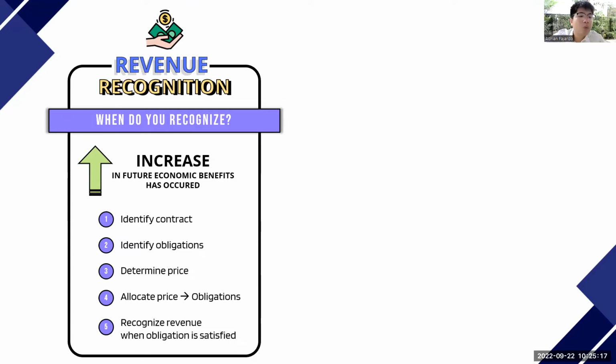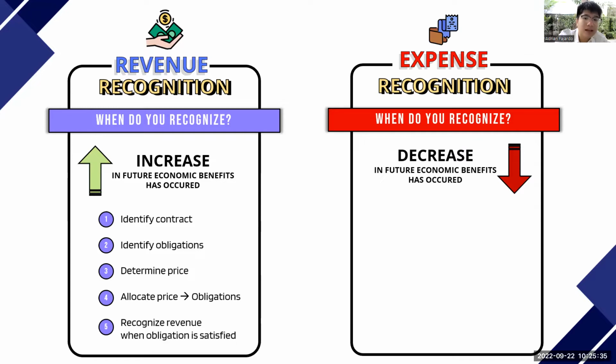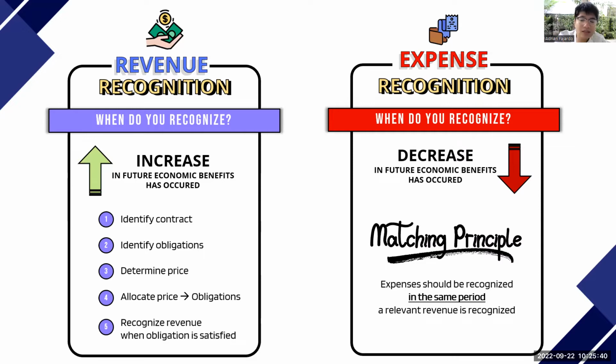Now, on the other hand, when do you recognize expenses, right? Baliktad. You recognize expenses when there is an outflow, or when there is a decrease in future economic benefits. Under expense, unlike revenue na may strict rules like 5 steps, there's only one thing that we have to take note of, and that's the matching principle, wherein expenses should be recognized in the same period a relevant revenue is recognized, right?